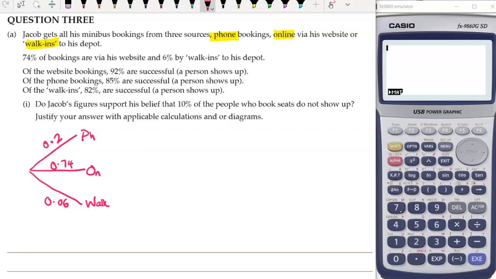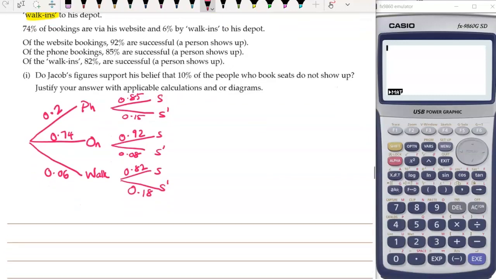Now, successful, meaning they turn up. So we'll have successful, not successful. I've put it on the wrong branch, hold on. For the phone bookings, it's 0.85 success, 0.15 not successful. For the online ones, we have 0.92 success and 0.08 not successful. And for the walk-ins, we got 0.82 for success and 0.18 for not successful.